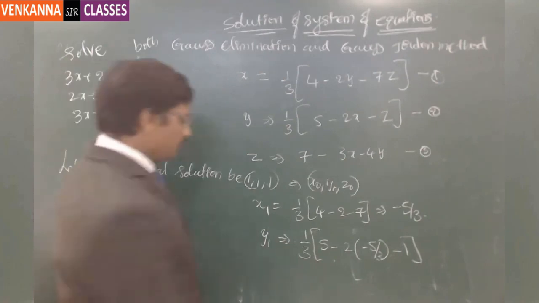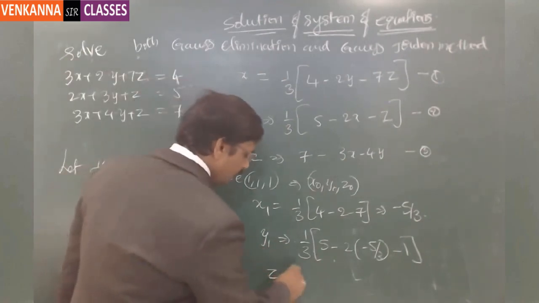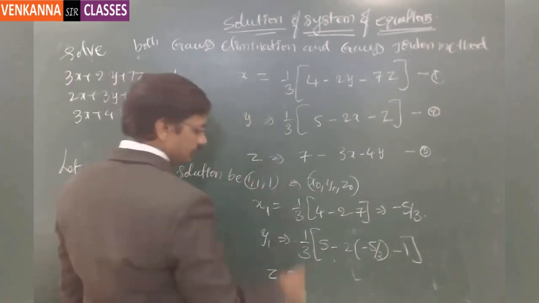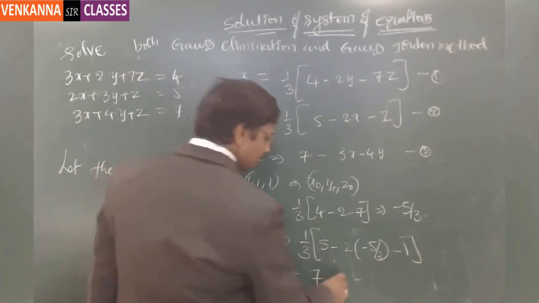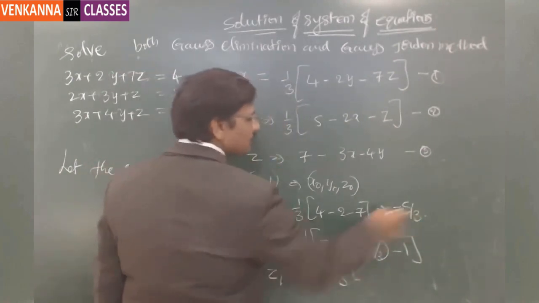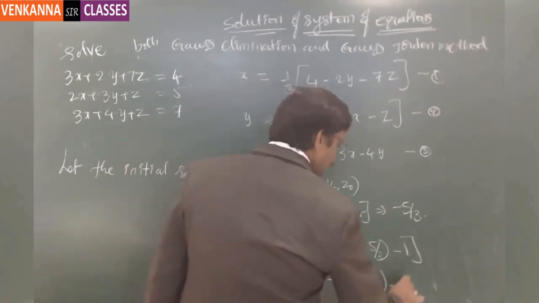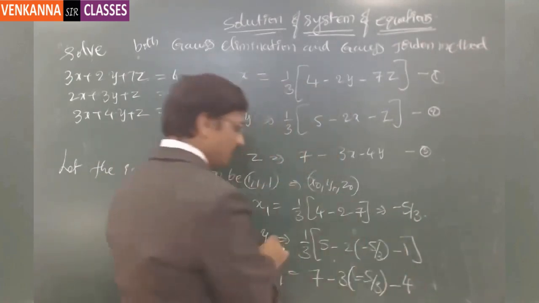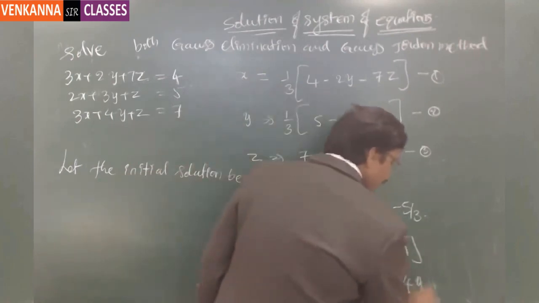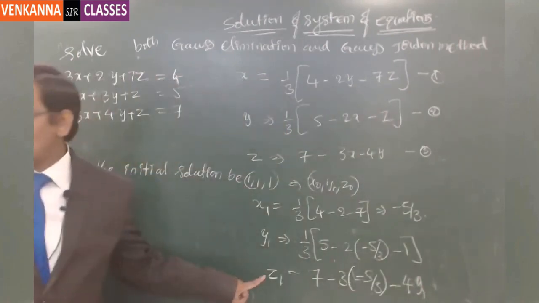So next one, here the z1 value I can calculate with the help of this equation: 7 minus 3 times the x value whatever I have got here, this is minus 5 by 3, and minus 4 times the y value whatever I have got here, this y1. So this way I have got the value of z1.